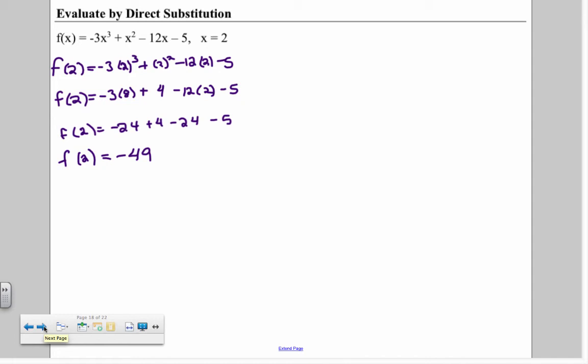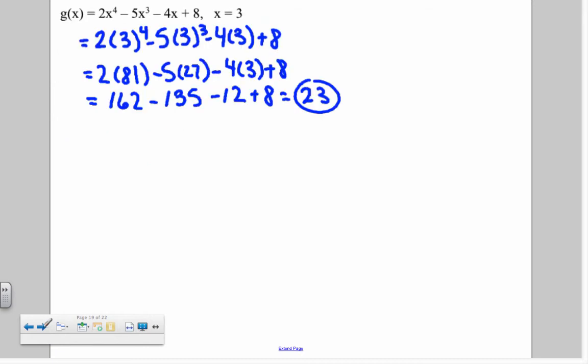Okay, again, just like we did the last one, there are 2 more problems here. I want you to try them on your own. We're going to pause the video here. When most people are ready, we'll press play and we'll check our answer. Okay, here is the answer to the next problem. We plugged in our 3. We evaluate. We get 23.